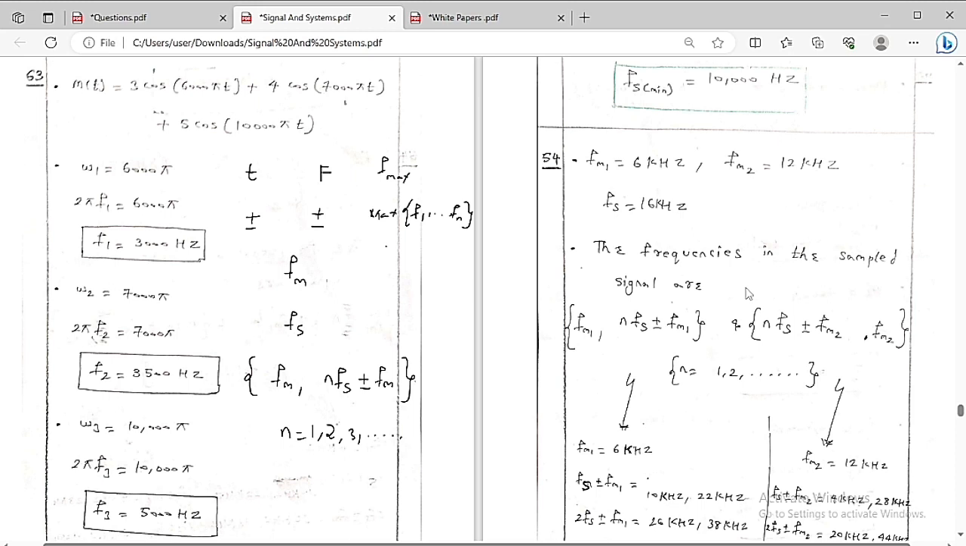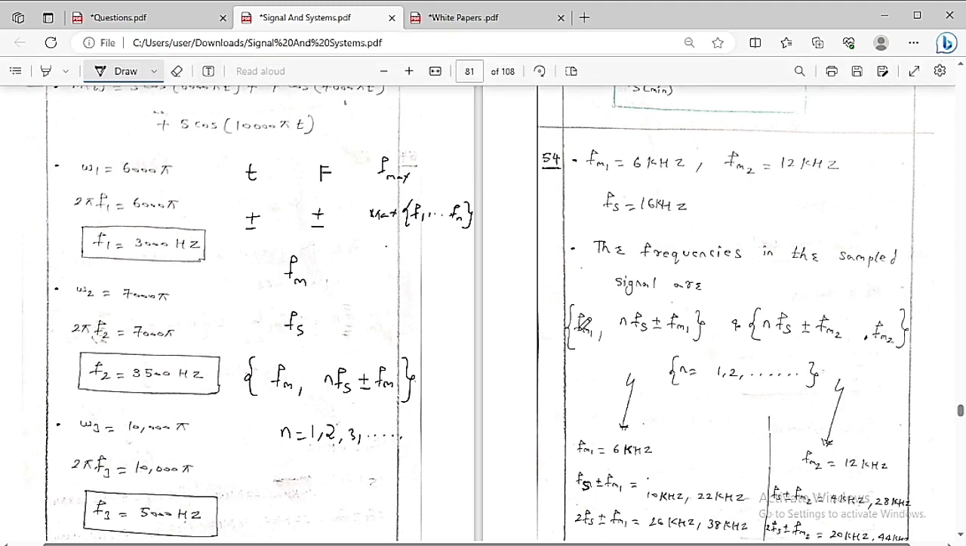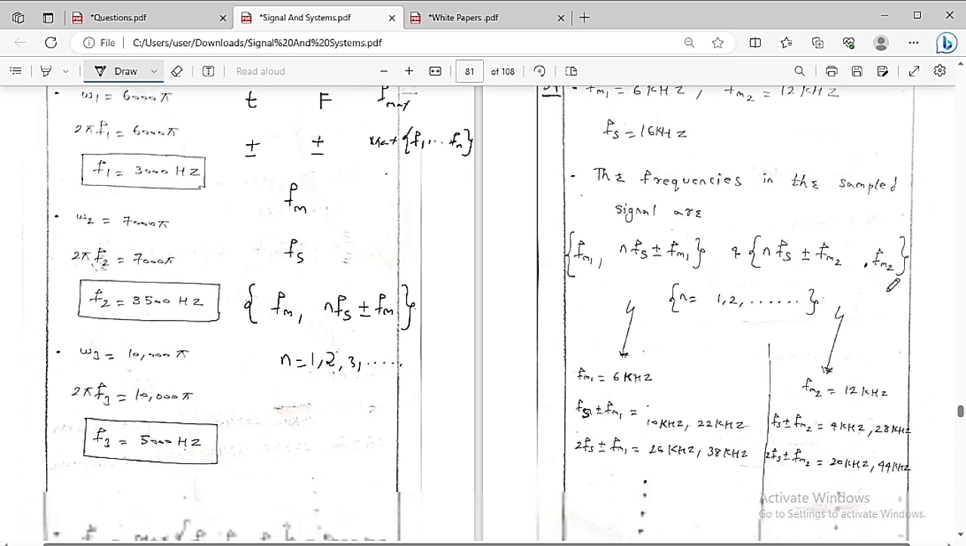So this formula, as I already told you several times, gives the frequencies in the sampled signal. As we have FM1, substitute FM1, comma, N into Fs plus or minus FM1, and also FM2, comma, N into Fs plus or minus FM2. Actually I should write it in reverse, but anyway it is the same. Here N goes 1, 2, 3 and so on. So these are the frequencies which are going to be present in the sampled signal.